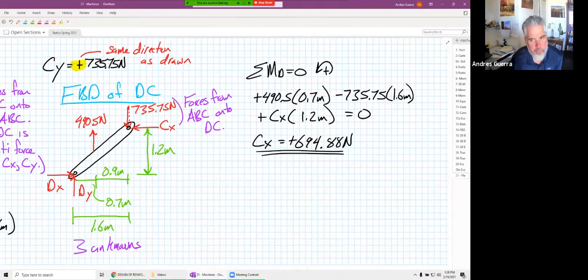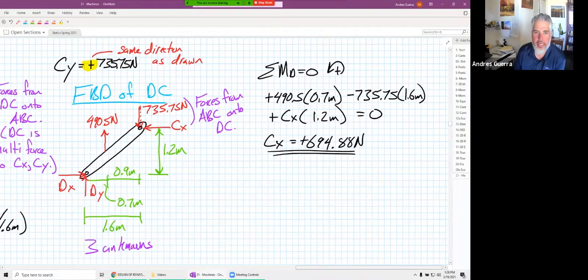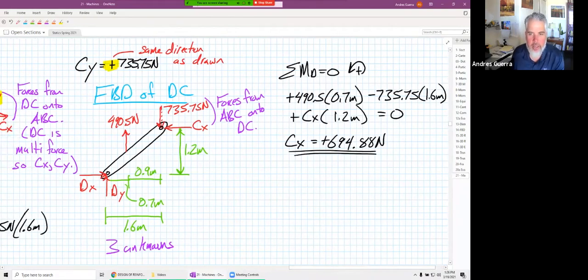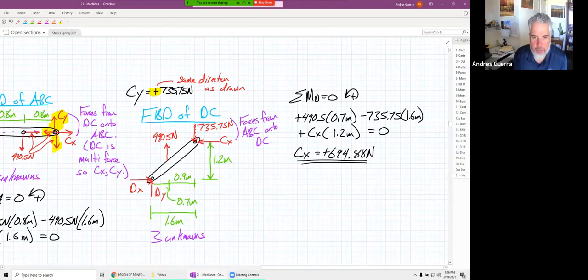Now, we're not actually done yet. These are not the forces at C acting on ABC. And I want to talk about two key things that are going on here. One of them is that I only put my 490s from the pulley on ABC. What happened to my 490s over here on D to C? I didn't put them on there.